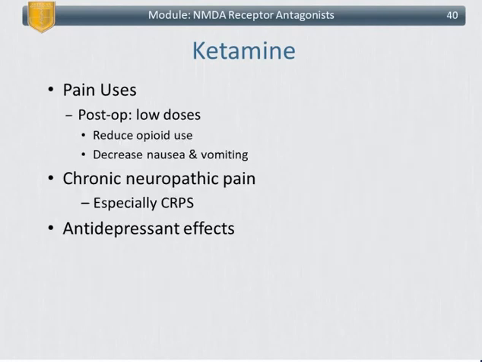Ketamine can be used post-op in low doses to reduce opioid risk, decrease nausea and vomiting. In chronic neuropathic pain, it is being used topically, orally, IV, especially for the treatment of complex regional pain syndrome. And there's more and more evidence that it has antidepressant effects. The IV doses for the treatment of depression are significantly lower than the treatment of neuropathic pain.